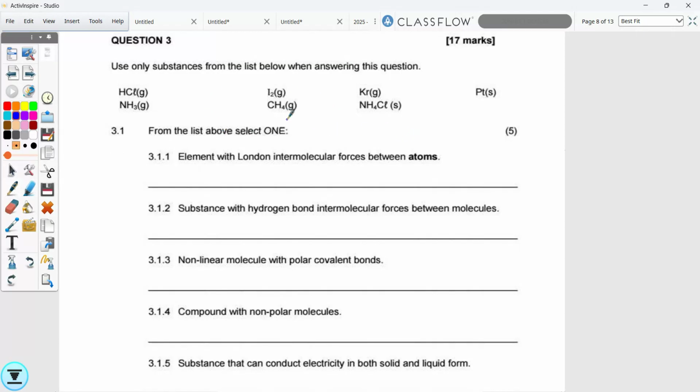Okay, there is a question like this in your test as well, where we're giving you a bunch of substances and we ask you questions about it. So this was a very good test to choose, whoever did that.